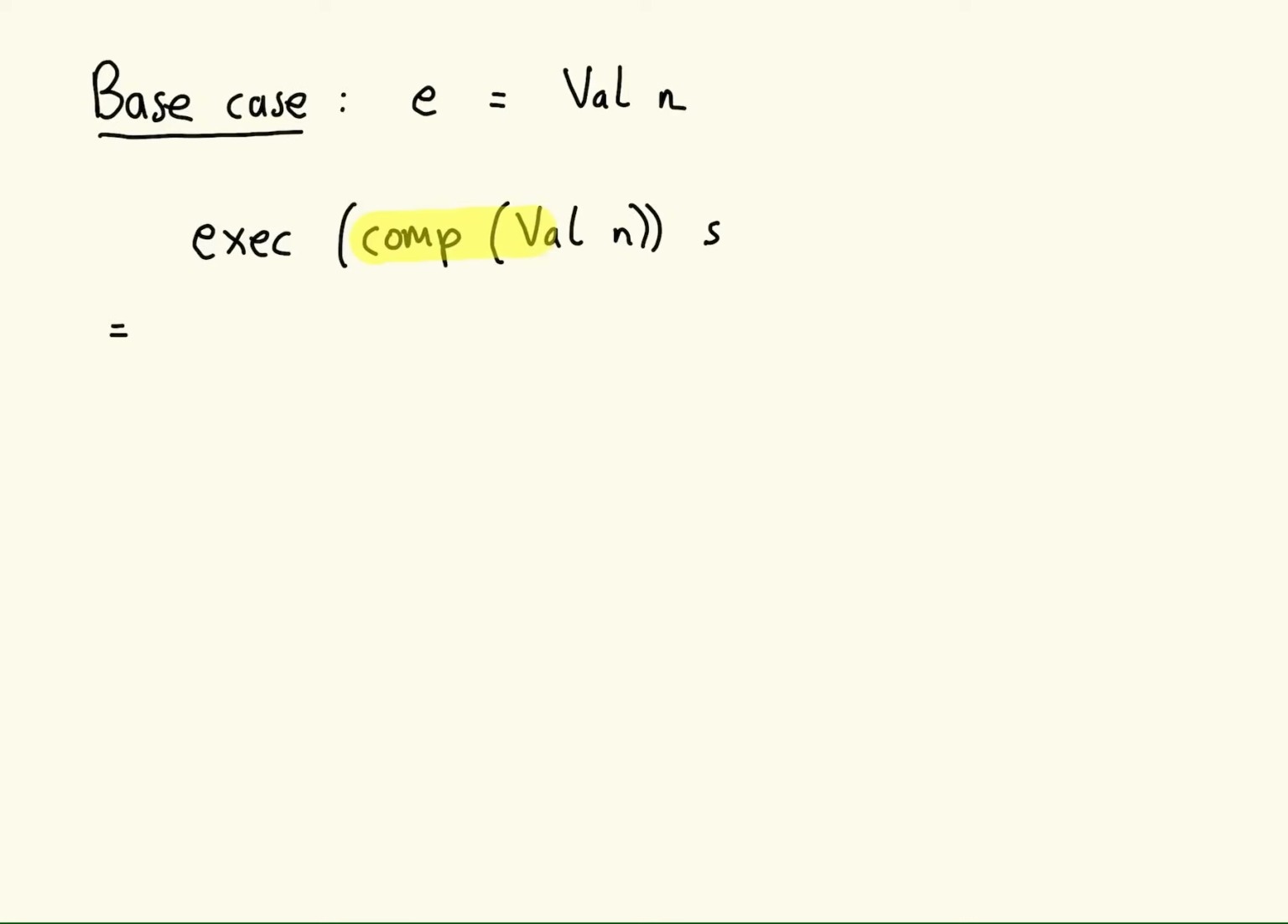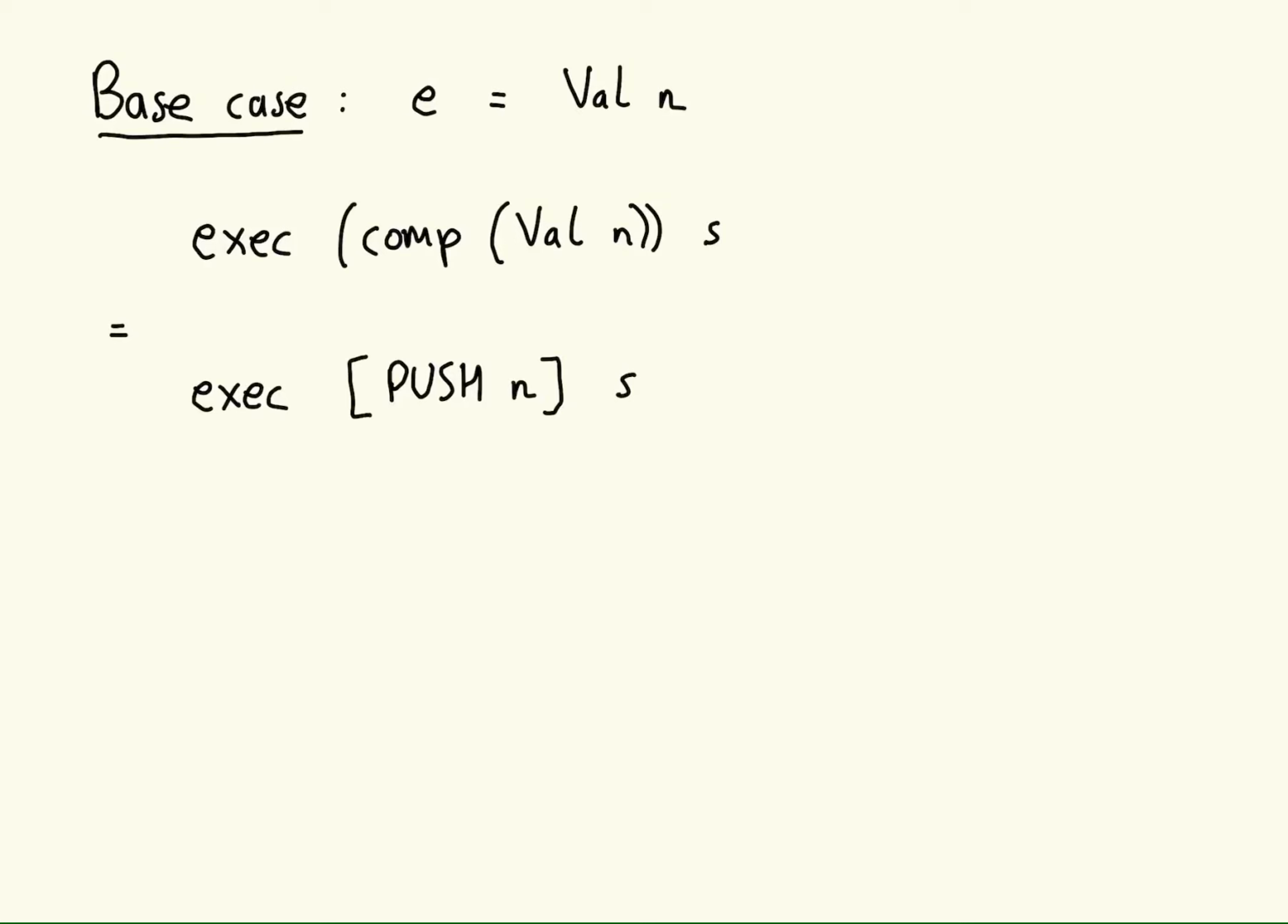We can simply apply the definition of the compiler, so we know how to compile a value. If you look back to the definition of the compiler, what we're going to get is we copy down the execute. The result of compiling a value is we simply have a push operation sitting in a list on its own, and then we copy down the stack here. Okay, so very straightforward first step. We're just applying the definition of the compiler.